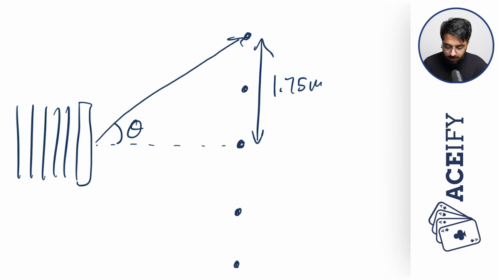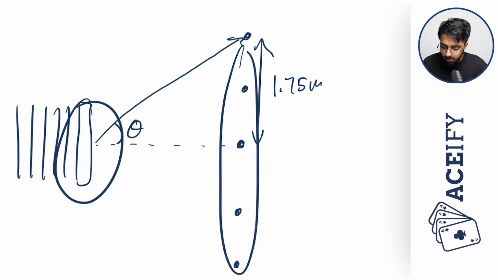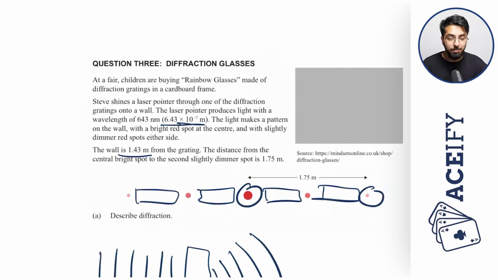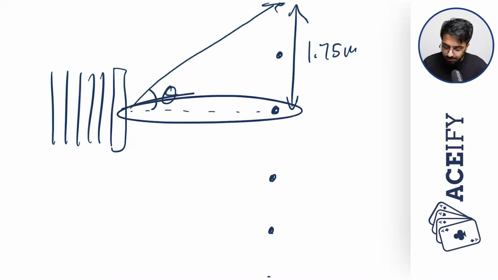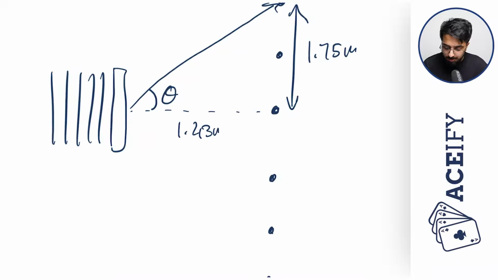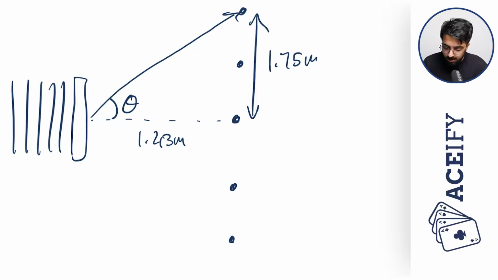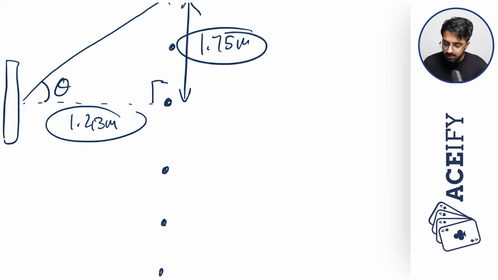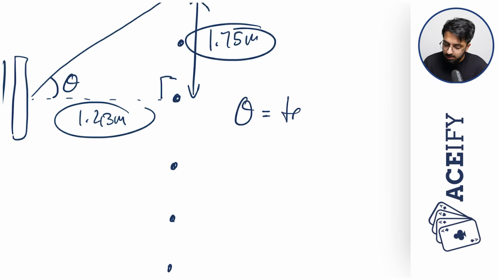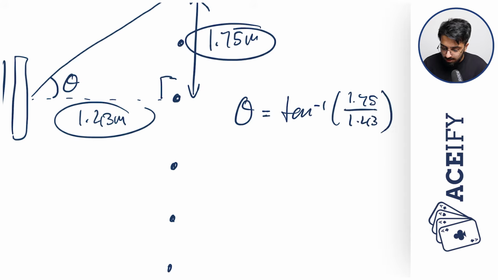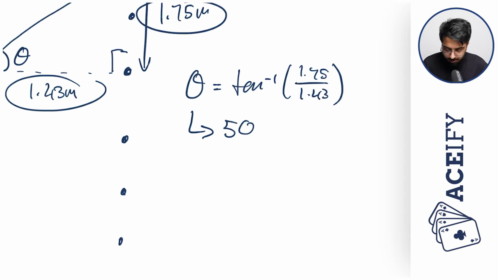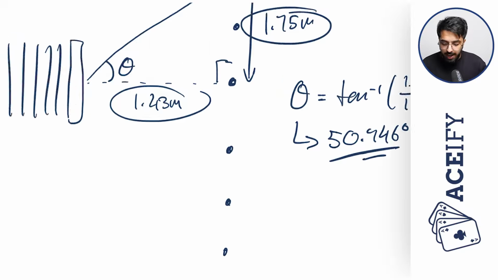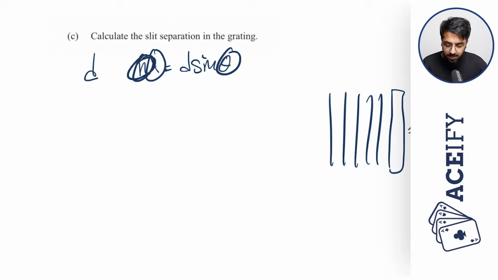And the distance between the diffraction grating and the wall is also given right here as 1.43 meters. So this distance right here is 1.43 meters, okay? And as you can see, we have a right angle triangle here, and we have the opposite side and the adjacent, and so we can say that theta is equal to the inverse tan of 1.75 all over 1.43, and this gives us an angle of 50.746 degrees, okay?